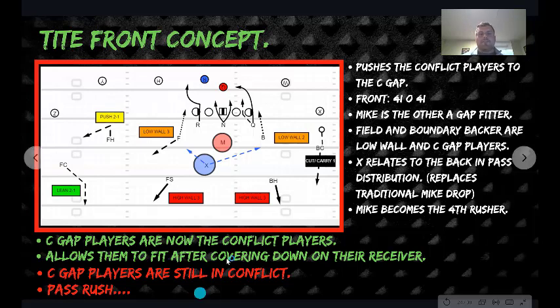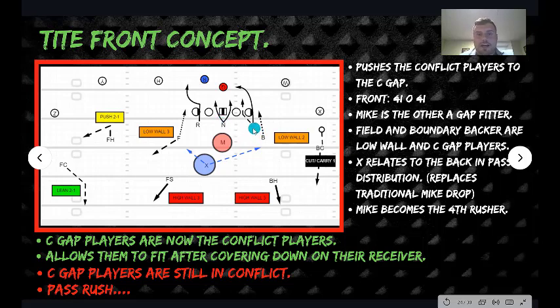So the way the tight front works, and again, just to save a little bit of time, because I know we've been going for a while now, and I've got a little bit more I want to hit on. The tight front is basically a 4i-0-4i. Now, this isn't drawn up as a 4i-0-4i. This is drawn up as the next escalation, which we call our eat front. We'll get to that in a sec.